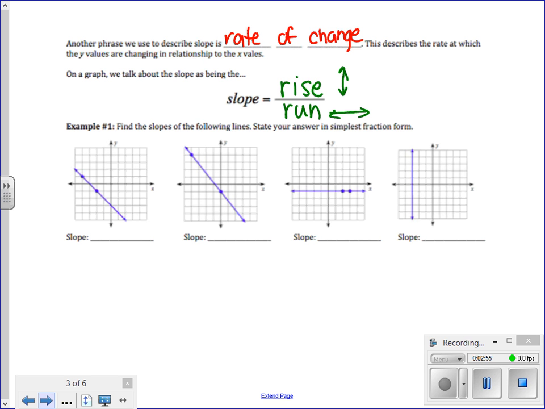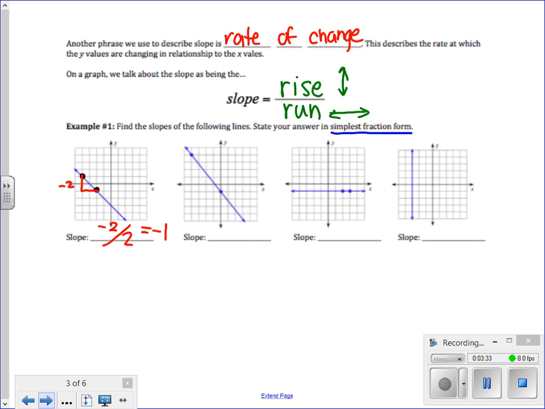So what we have to do here in example 1, it says find the slope of the following lines. State your answer in simplest fraction form. That means we need to simplify all fractions. Now all these lines here have points darkened in on them. So when I look at this first slope, I'm going to start with the point on the left, and I need to do the rise. The rise is up and down. It looks like I'm ending up going down 2, so that's my rise, -2, and I'm running over, we always go to the right, +2. So down 2 over 2, which simplifies to be -1.